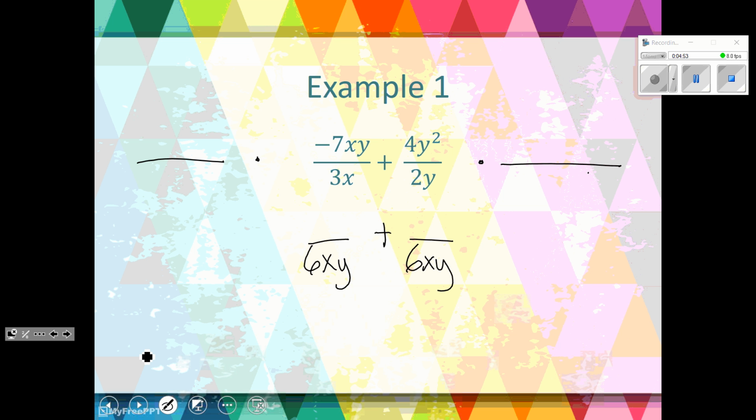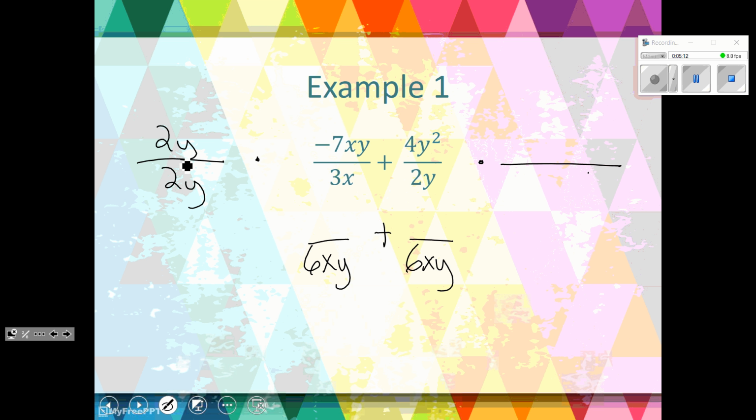So what do I multiply by 3x to get to 6xy? 2y. And guess what? If I multiply by 2y in the denominator, I've got to multiply by 2y in the numerator. What you do to the bottom, you must do to the top as well. Okay? What about on this side?